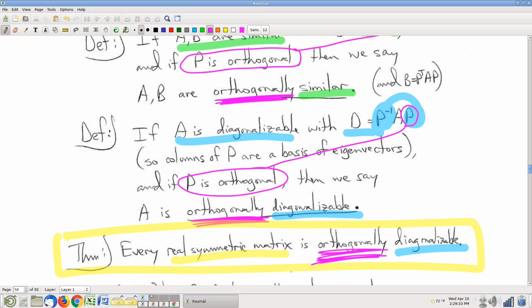All this discussion about terminology up there is just so I can say this theorem in a nice, pithy, crisp and succinct way. Real symmetric matrices are orthogonally diagonalizable. All right, how are we doing? Is everybody on board?